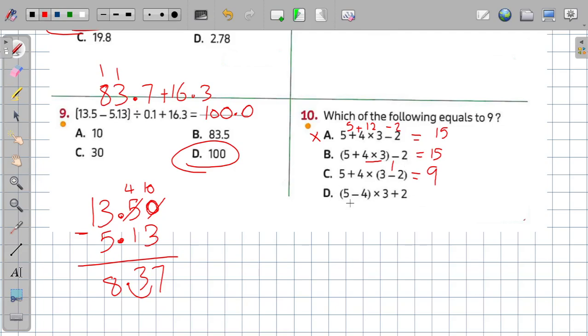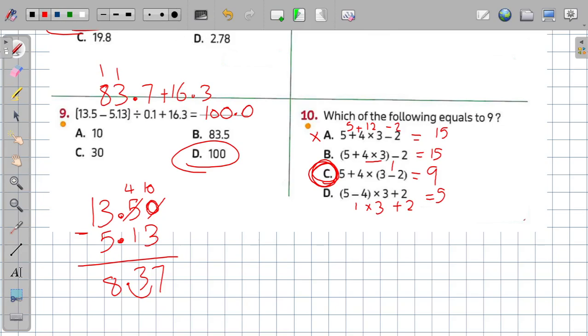And the last one, I have 5 times 5 minus 4 multiplied by 3 plus 2. So 5 minus 4 equals 1, and 1 times 3 plus 2 will be 1 times 3 equals 3 plus 2 equals 5. So the last one equals 5. So I think it will be the third answer, and this is the true expression.